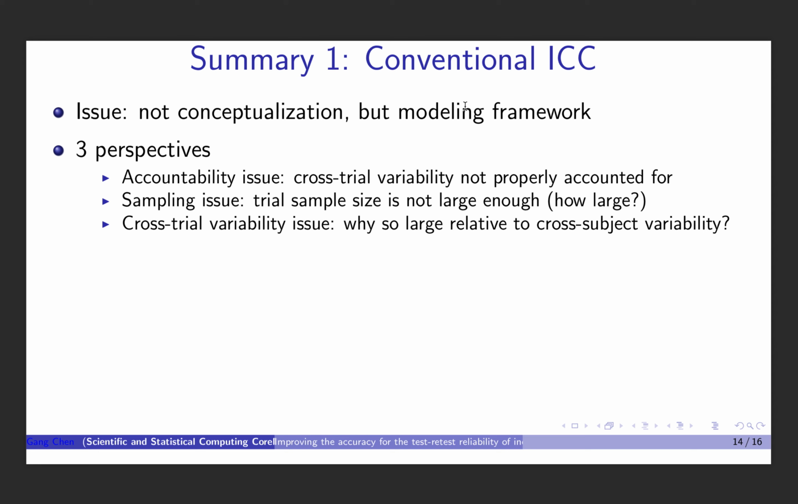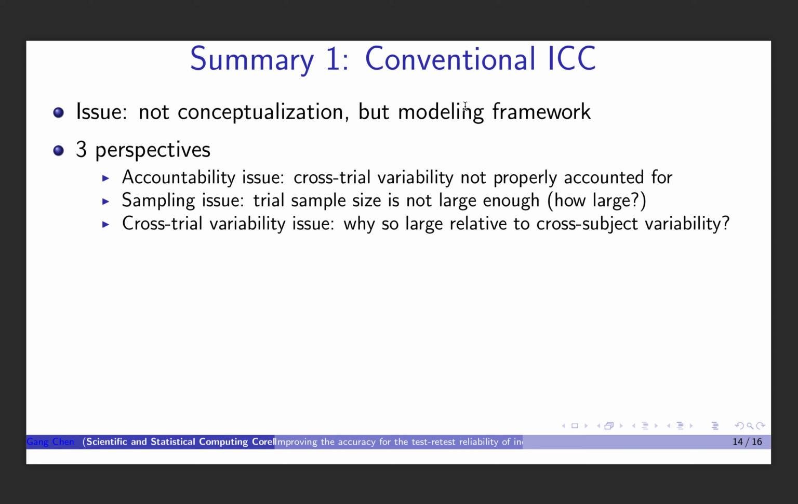Well, infinite is not reasonable, but how about large enough? How large? I would say probably in the order of hundreds or even thousands. In that case, maybe we would not have the ICC underestimation problem, but in reality, the number of trials usually implemented in FMRI or psychometrics is not that large. So that's why we have the underestimation problem. So that's the second perspective.